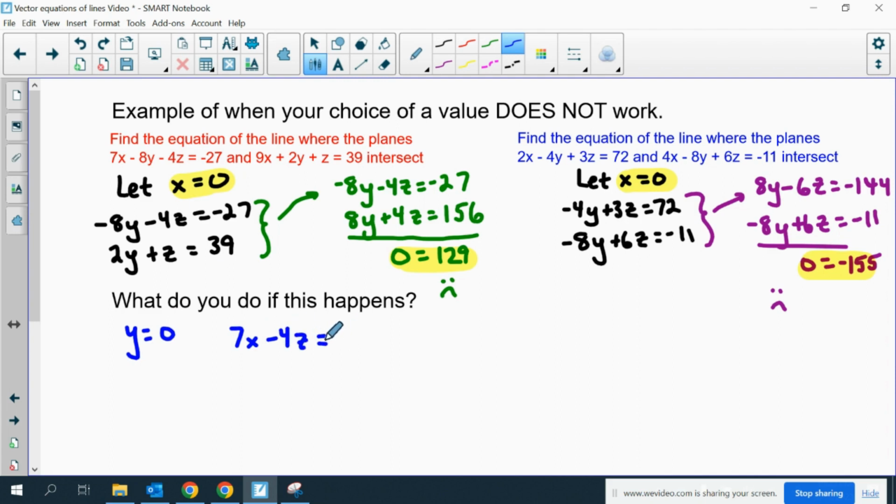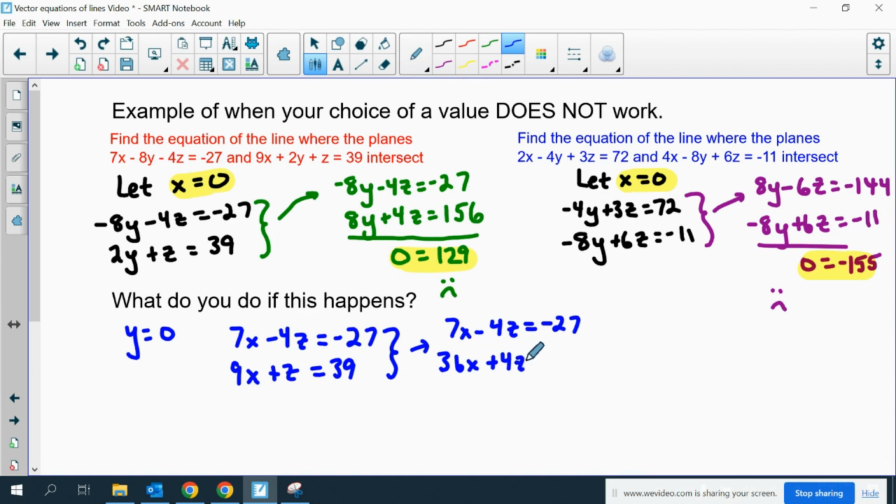So 7x minus 4z equals negative 27. 9x plus z equals 39. So if I solve this, I might multiply the bottom one by 4. 36x plus 4z equals 156. So 43x equals 129, I believe it is. So x equals 3.